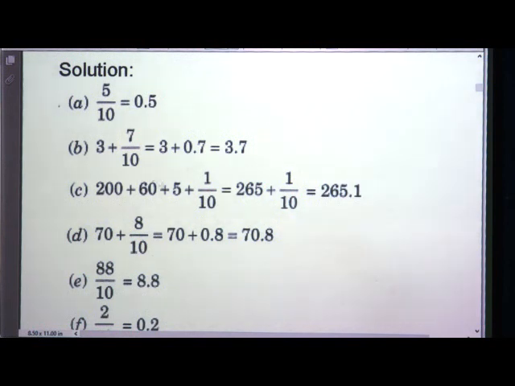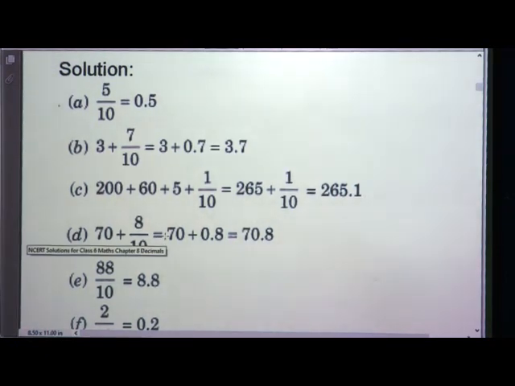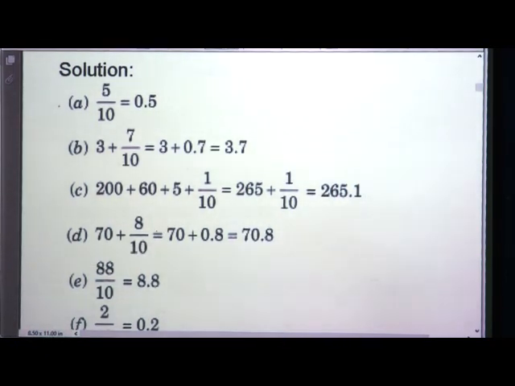200 in the hundreds place, 60 in the tens place, 5 in the ones place plus 1 by 10. So 200 plus 60 plus 5 we get 265, and 1 by 10 can be written as 0.1. So 265 plus 0.1 is equal to 265.1. Now next, 70 plus 8 by 10, that is 70 plus 0.8, that is 70.8.